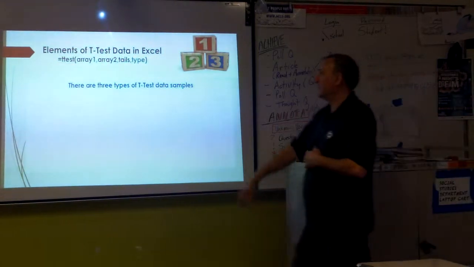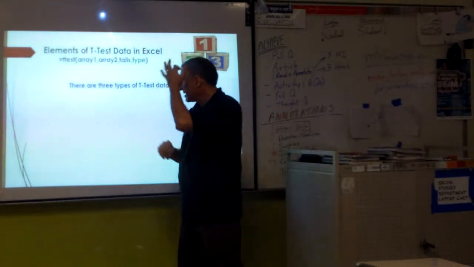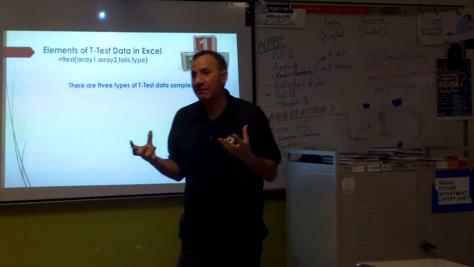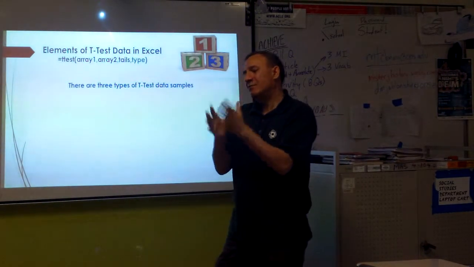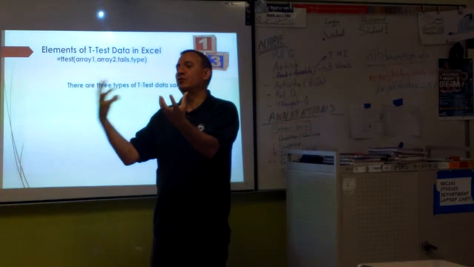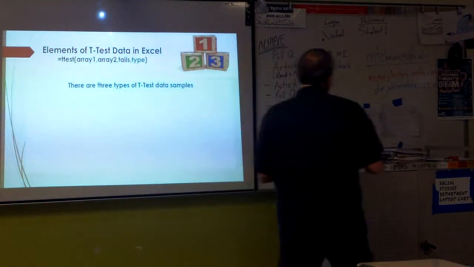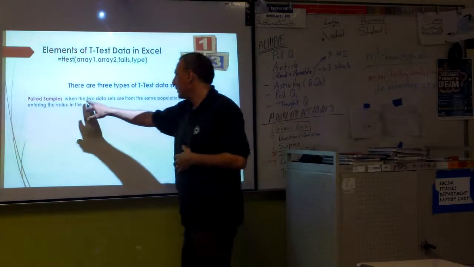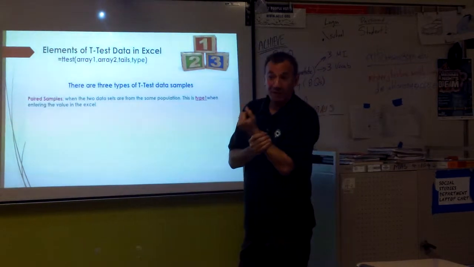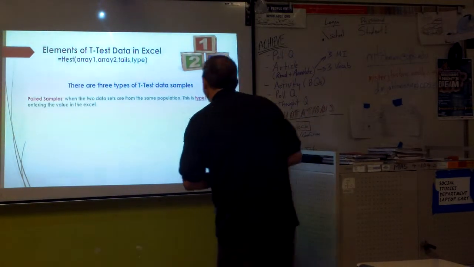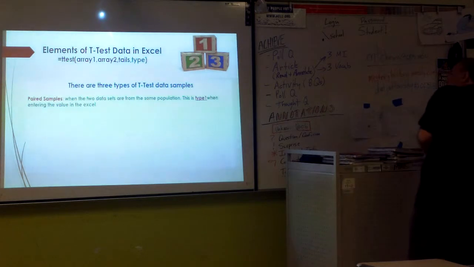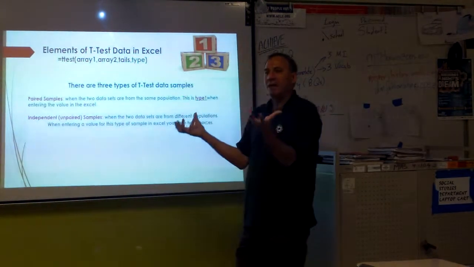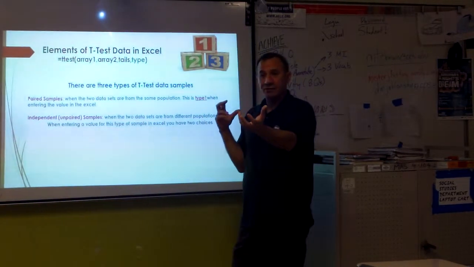The last section of it is the type. This is where we figure out the t-test sample type that we have. For our sample, we have the same students taking a test at 2 different times. So that gets us to the first type, which is the paired sample, where the 2 data sets are from the same population. That's what we're utilizing today. The other 2 are independent unpaired samples. It's when you have 2 samples, but they are from different populations.